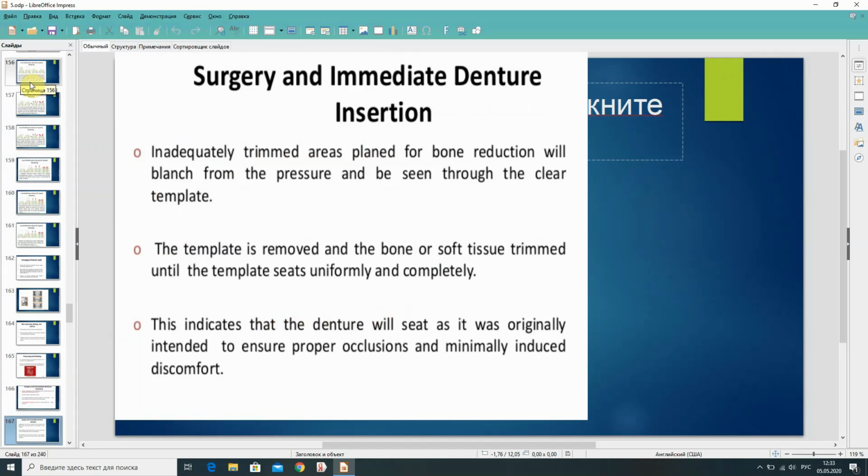Surgery and immediate denture insertion. Inadequately trimmed areas planned for bone reduction will blanch from the pressure and be seen through the clear template. The template is removed and the bone or soft tissue trimmed until the template sits uniformly and completely. This indicates that the denture will sit as originally intended, ensuring proper occlusion and minimal discomfort.